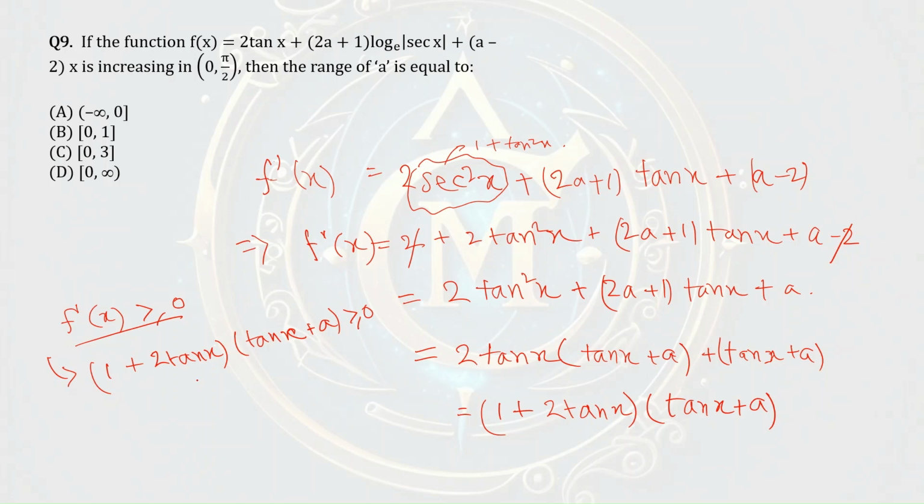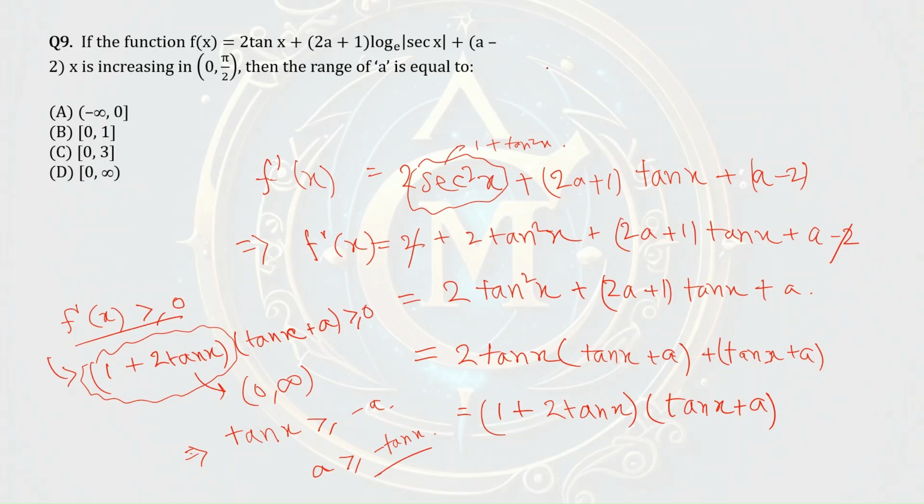Tan x belongs to the open interval 0 to infinity because x belongs to open 0 to pi by 2. So tan x is positive in this interval, so this whole term is positive. So if we divide both sides by this term, the inequality sign will remain unaffected. That means tan x plus a should be greater than or equal to 0, or equivalently tan x should be greater than or equal to minus a.